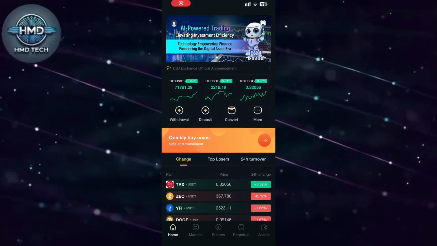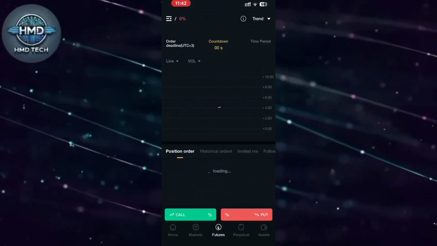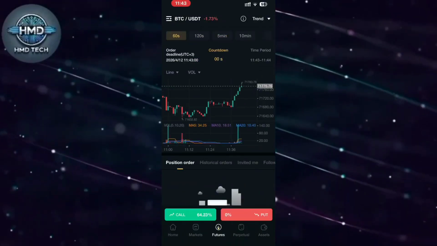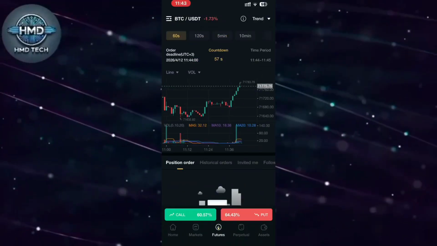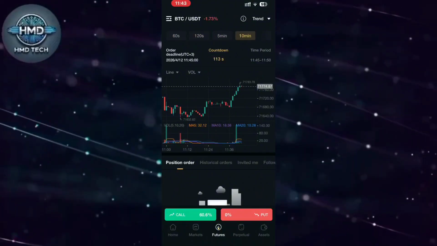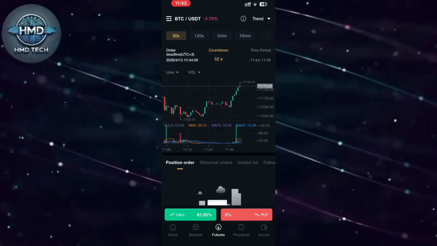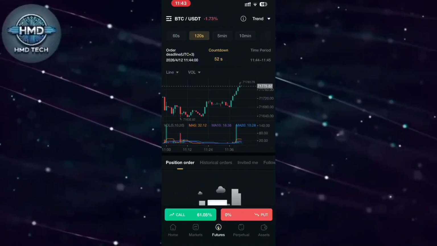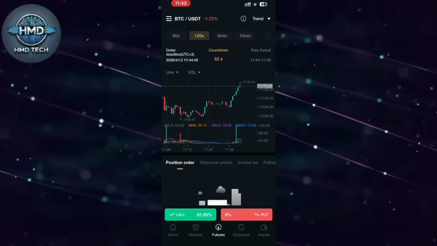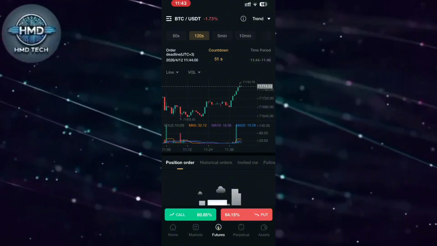First, open the DSJ app and log into your account. Then tap Futures. This is where all short-term trading happens. At the top, you'll see options like 60 seconds, 120 seconds, 5 minutes, and 10 minutes. This is how long your trade lasts. Shorter time equals higher pressure plus more randomness. Beginners often lose more on short durations.